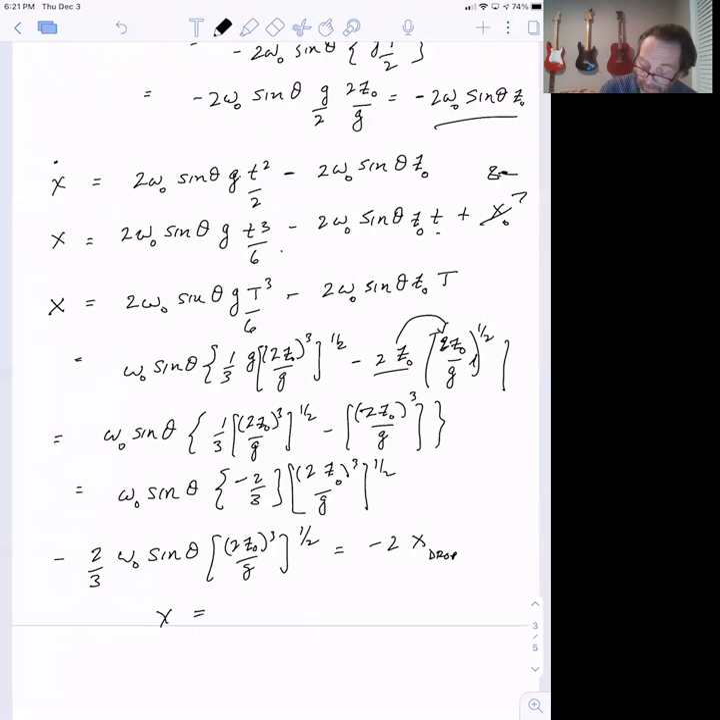So the x deflection is equal to minus 2 x drop minus another 2 x drop, which is minus 4 x drop. You can't believe the satisfaction I'm taking from that. And notice it's in the opposite direction, so it's actually west. Just dropping it, you deflect east, but if you throw it up and down, it deflects west.